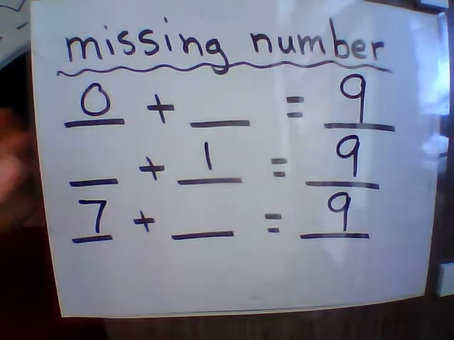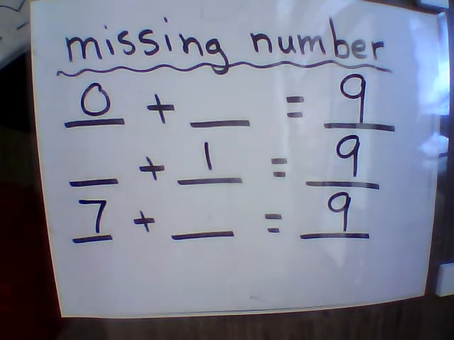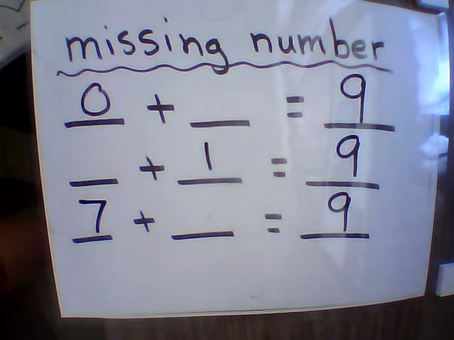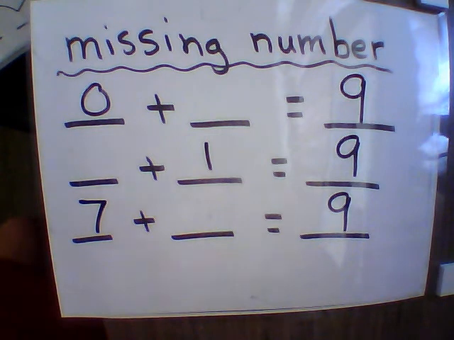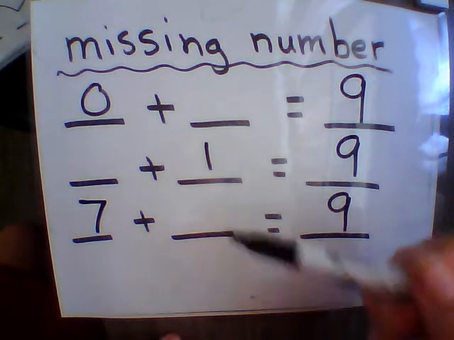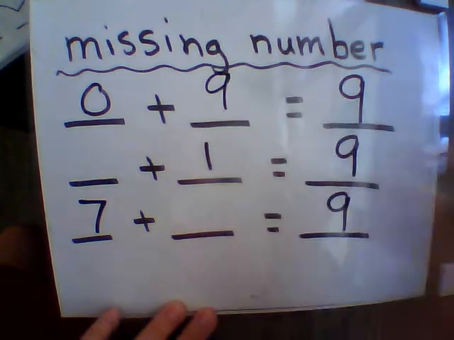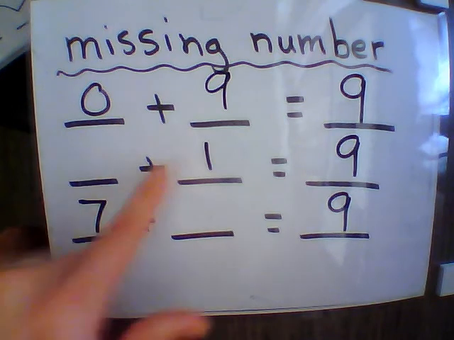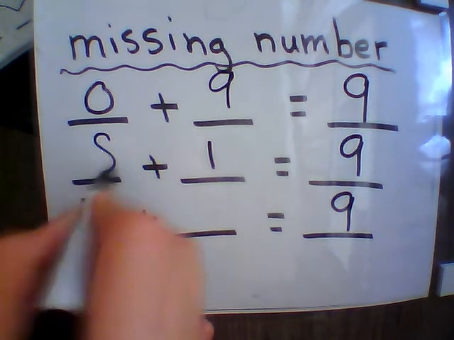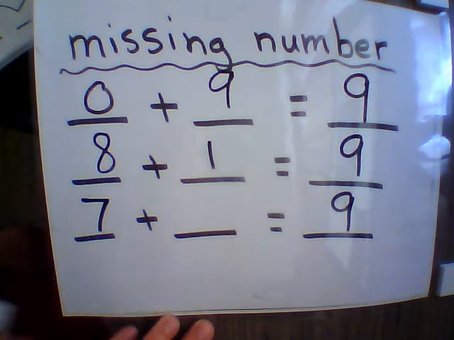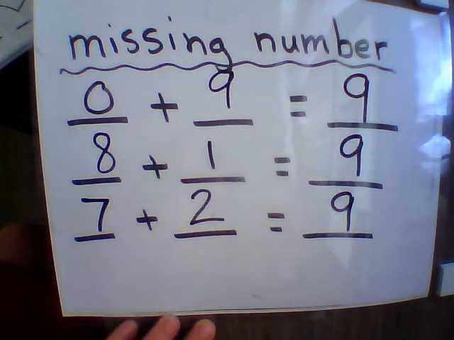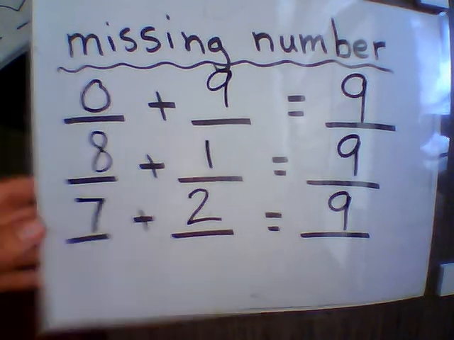Moving on to missing number. So pause the video and do this now. Go. And I'm hoping you filled all 3 in. So going through, 0 plus 9 equals 9. Blank plus 1 equals 9, 8. 8 plus 1 equals 9. 7 plus blank equals 9. 7 plus 2 equals 9.